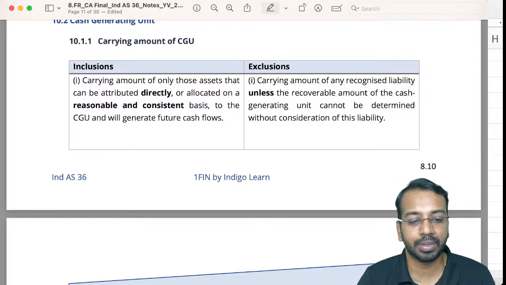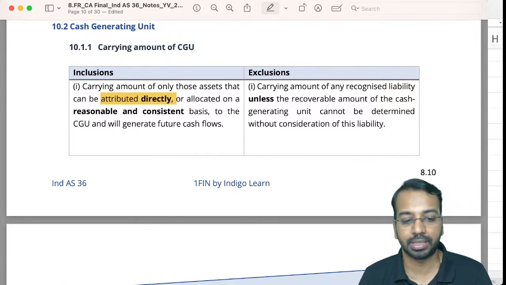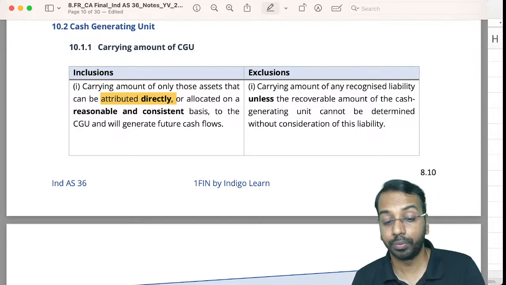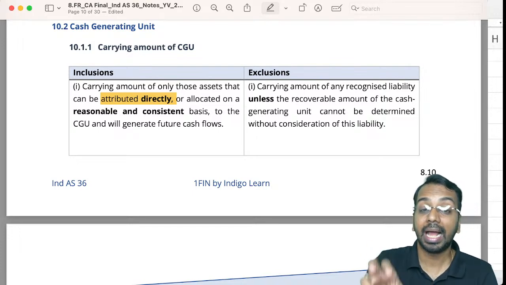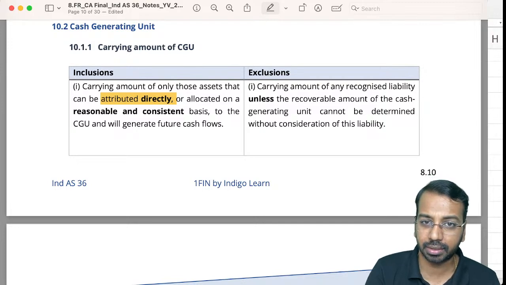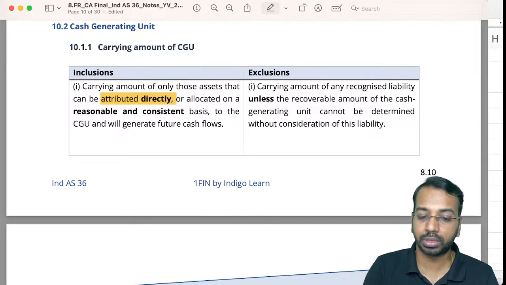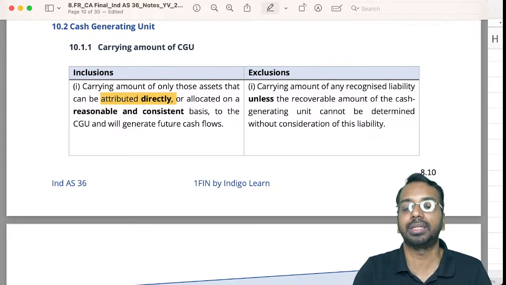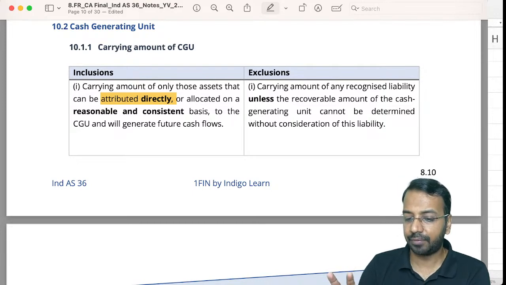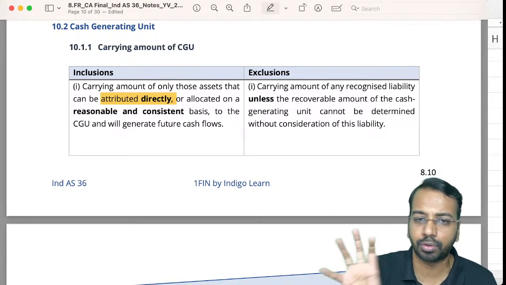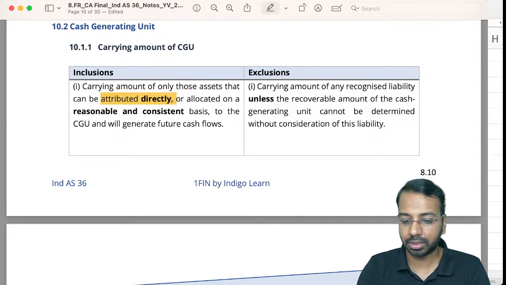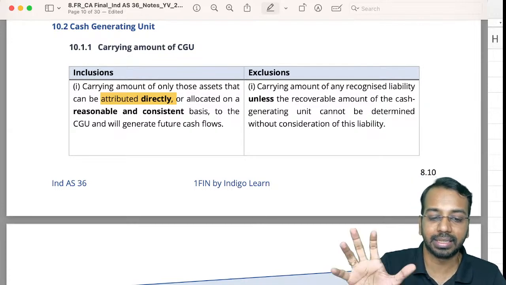we will include all the assets that can be attributed directly or can be allocated on a reasonable basis to the CGU that will generate future cash flows. But we will consider only those liabilities which are directly linked to the CGU and that liability cannot be excluded. So generally, you will take all the assets and you will take those liabilities only which are relevant for estimating the recoverable amount. For example, if I look at a branch, if I say the branch related assets are there, I will take all the assets. I will say, okay, this is the carrying amount of my branch. Now liability I will generally not consider because liability I have already incurred. Okay, I will not consider unless that liability is required to estimate the recoverable amount, right?